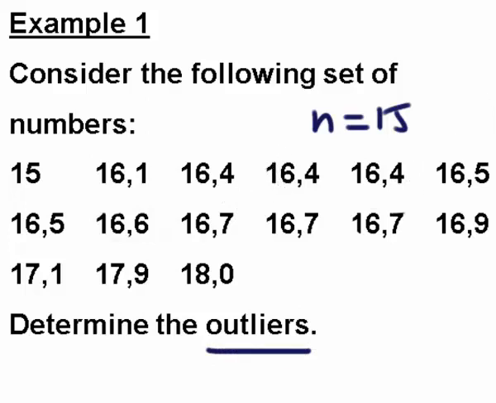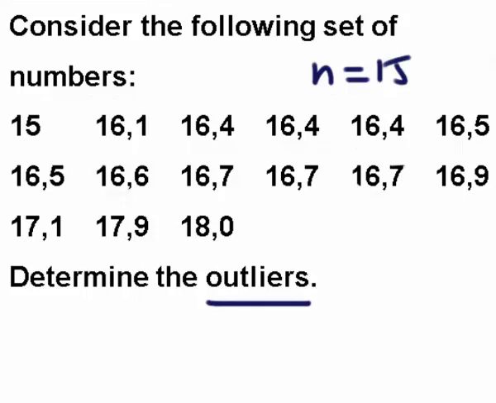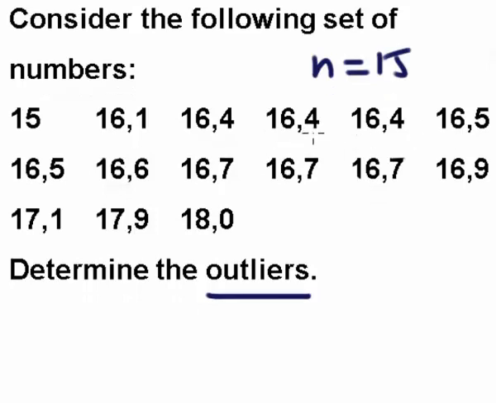How we do it is, let's start off by getting the median first. There are 15 scores, so we go to the middlemost score, which is the eighth. That score is the median, because there are 7 on the left and 7 on the right.